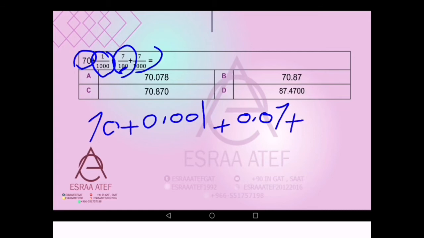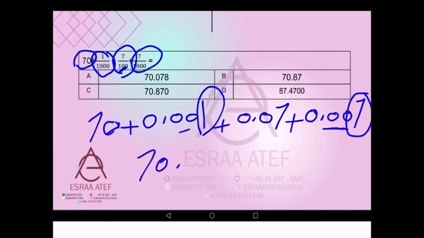The next one, 7 over 1000, means that we have 3 zeros and 7 after them. So how can we add them? 70 will be the same, and then the decimal point, and here we have 7 and we have 1, which are after two zeros, so we add them to each other and put two zeros here. And here we have 7, but it's only after 1 zero, which means it will be here. So the answer will be 70.078, which is this one.